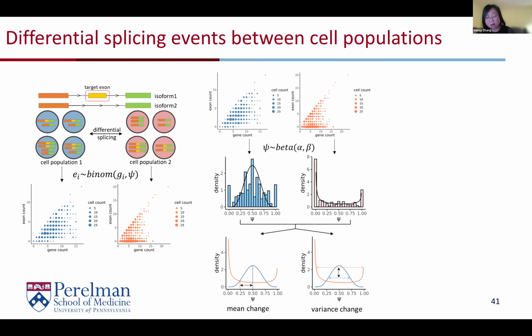Now, our procedure allows you to estimate this percent spliced in by maximum likelihood. But in terms of comparing the distributions, remember we have a distribution because you have a psi for every cell. For every cell, you have an estimate of the percent spliced in for that cell. And across cells, it becomes a distribution.